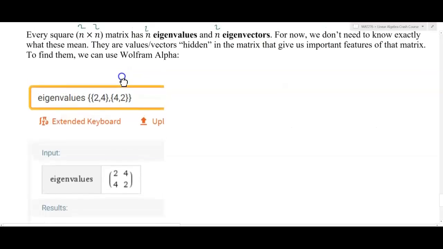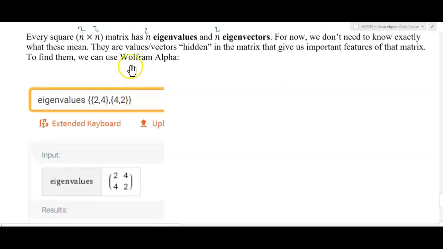It's not worthwhile, and there are some concepts there that would just turn it into a process, and it'll be hard to make sense of in a meaningful way without really digging into linear algebra. So we just need to find out how to calculate them, and we'll see how they end up applying in the next lesson. They are vectors hidden in the matrix that give us important features of that matrix. To find them, we can use Wolfram Alpha.